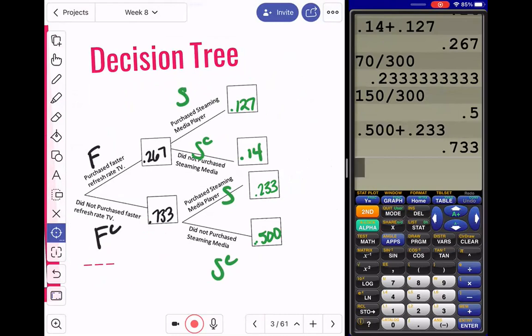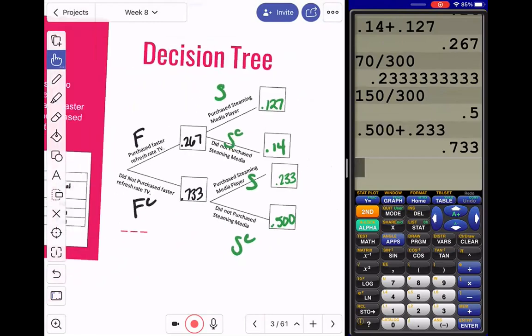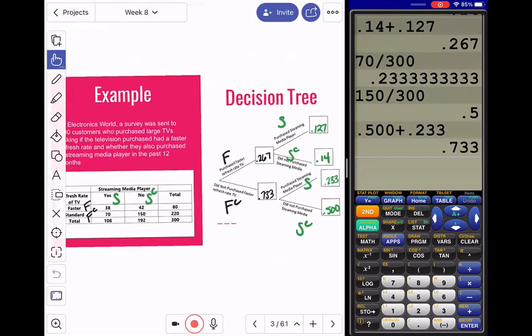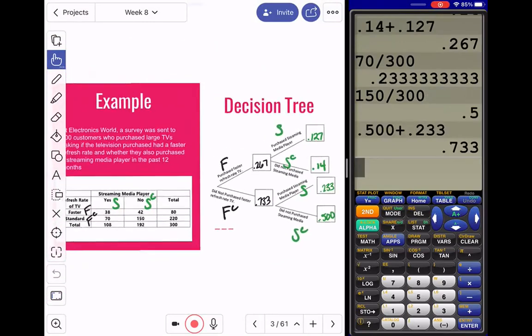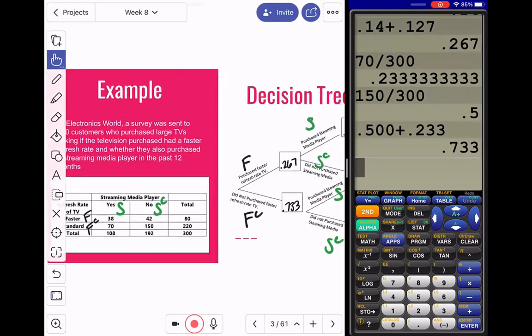Now, likewise, I can also do some other things with this. I can look at the percentage of people who purchase a streaming media player as well. In the sample, that's what percentage? What percentage of people purchase a streaming media player? Can you tell me that? That would be what numbers? Tell me the actual fraction. Streaming media player, how many people is that? 108. 108, thank you. 108 divided by 300.